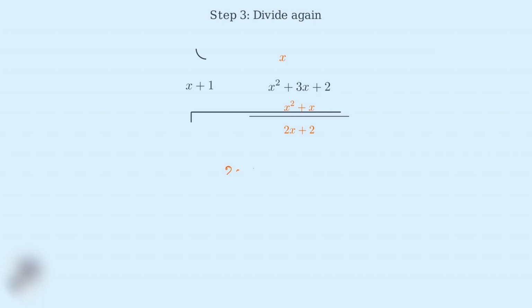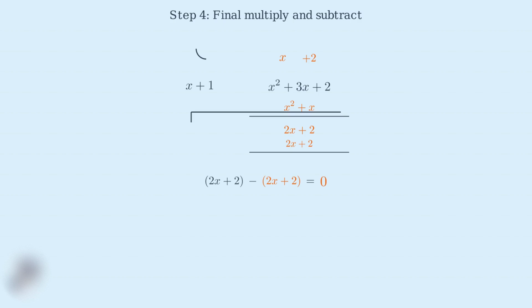Step 3. We repeat the process. We divide the leading term of our new remainder, 2x, by the leading term of the divisor, x. 2x divided by x equals 2. We add this 2 to our quotient above the bracket. Step 4. We multiply 2 by x plus 1 to get 2x plus 2. We write this below our remainder and subtract. 2x plus 2 minus 2x plus 2 equals 0. Our final remainder is 0.